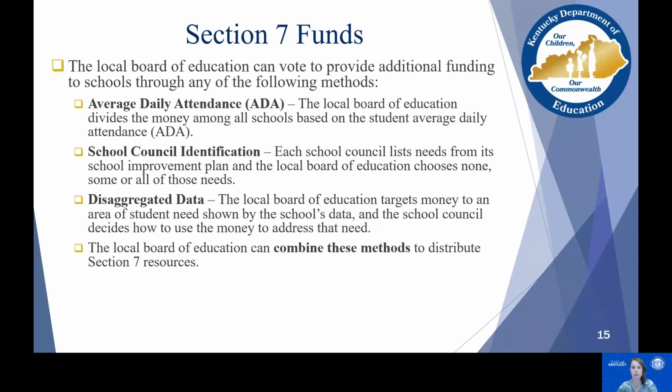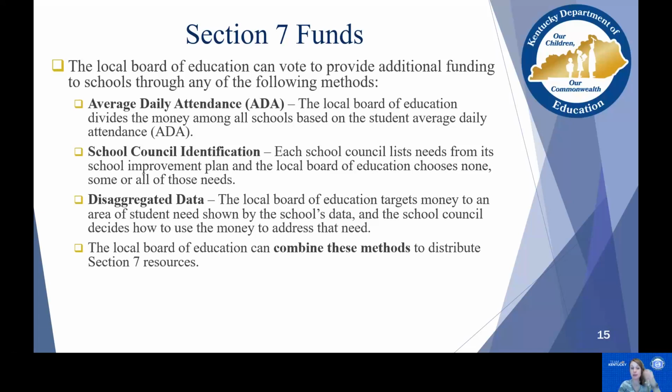The second method is the school council identification. This is where each school council lists needs from its school improvement plan or their needs assessment. They would determine what the biggest needs are in the school. And then the local Board of Education would decide if they want to grant none of those needs, some of those needs, or all of those needs to that particular school. So this is where the council comes in. If there are those funds and the district wants to use this method, the council would meet together and decide what the biggest needs are in that school, and ways that that money could be spent in order to help meet those needs. And then the district would decide if they want to use those funds for some of those needs, all of them, or none of them.